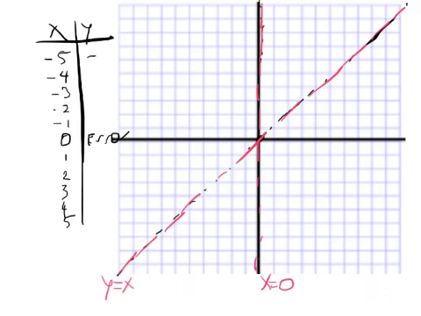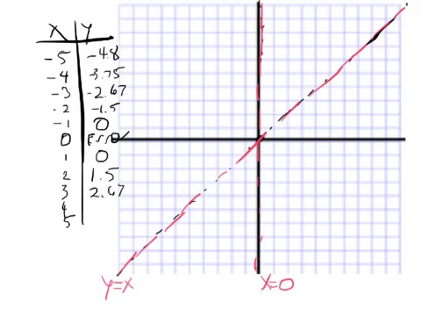So at negative 5, we're at negative 4.8. At negative 4, we're at negative 3.75. Negative 3 is negative 2.67. Negative 2 is negative 1.5. And negative 1 is 0. Alright. Then we knew that 1 was also a 0. 2 was 1.5. 3 was 2.67. 4 was 3.75. And 5 was 4.8.